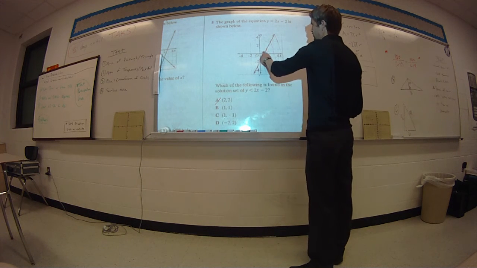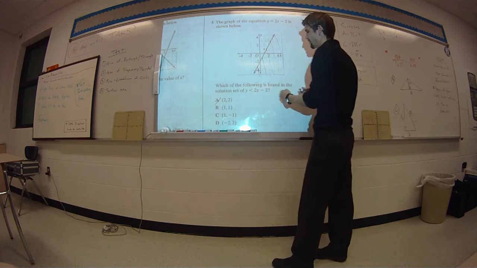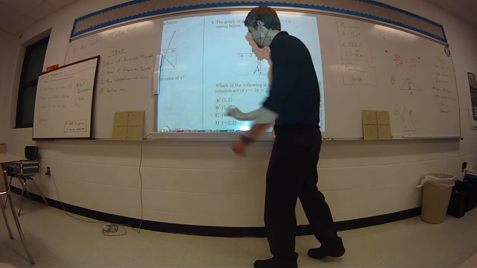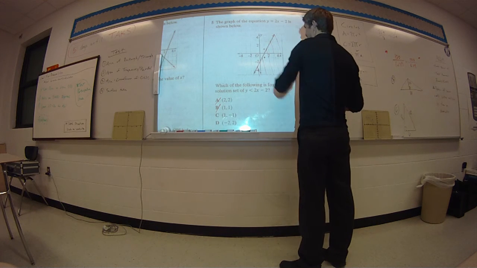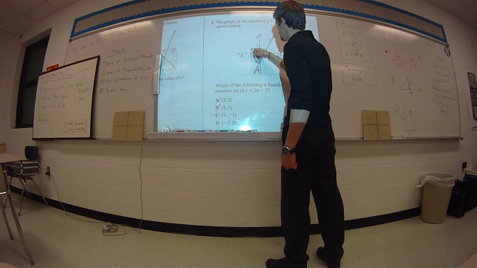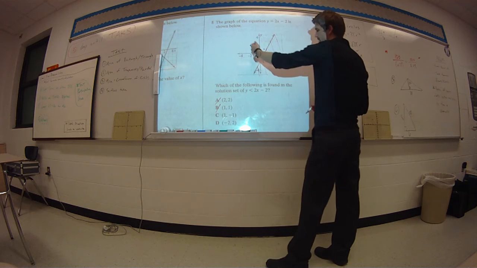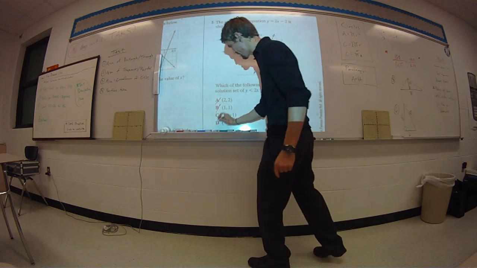Let's look at 1, 1. 1, 1 is obviously on this side, greater than 2x minus 2. So that one's no good. 1, negative 1 is here. That one looks like a good answer. It lies on this side. Let's look at the last one, negative 2, 2. Negative 2, 2 is way over here. That's also greater than. So your only solution is thus 1, negative 1.